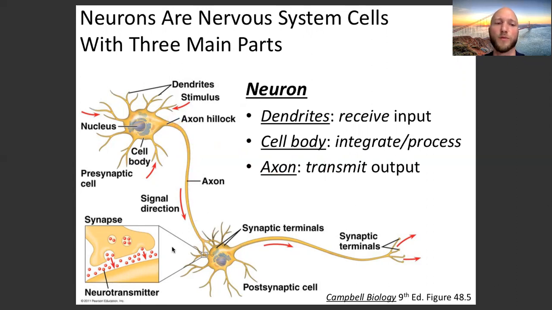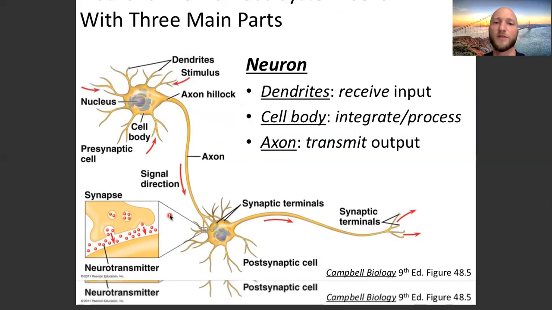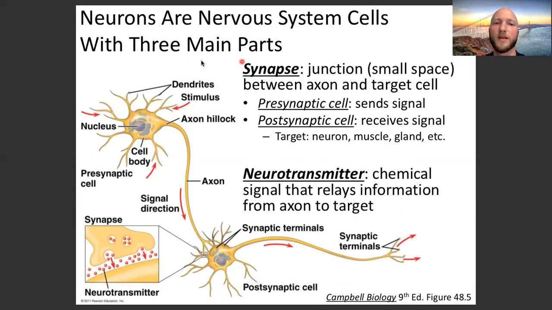A few other words, the synapse. So you can see right here, this axon is synapsing or forming a synapse with this dendrite right here and with the cell body right here. The synapse is the place in between, the junction or small space between the axon and the target cell.